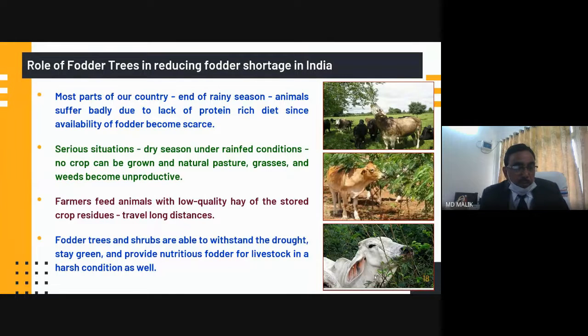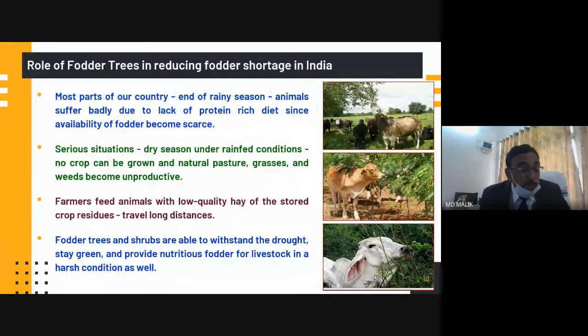In the dry season under rain-fed conditions, no crop can be grown, and natural pasture, grasses, and weeds become unproductive. So we have to think that quality fodder must be maintained. Farmers feed animals low quality hay of stored crop residues or travel long distances. You see why our Gujjar Bakarwal travel from Kashmir to Jammu: because they have a tradition of keeping goats, sheep, and all this.